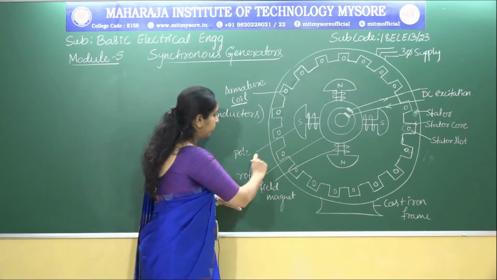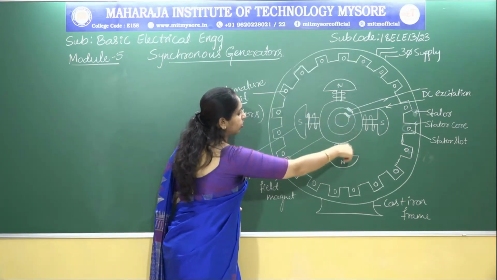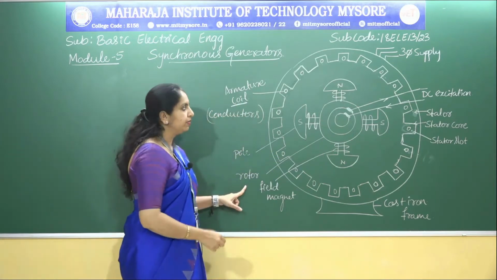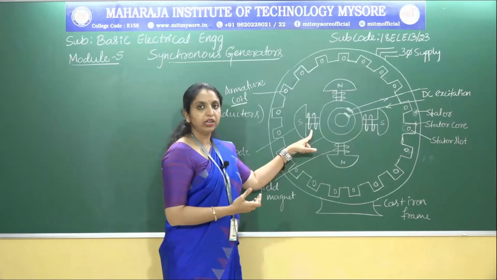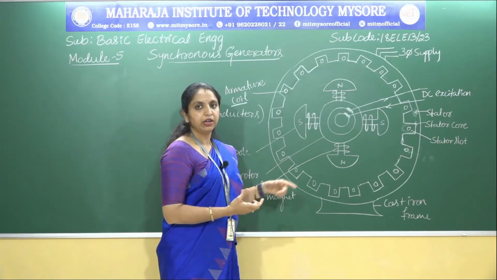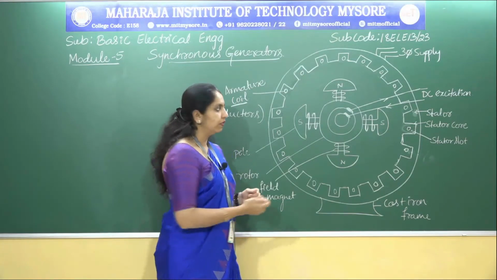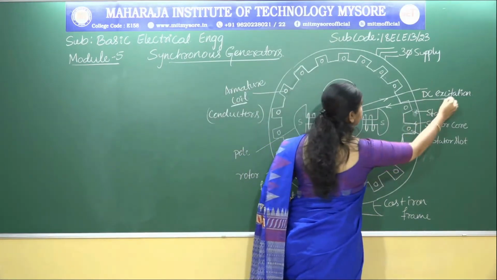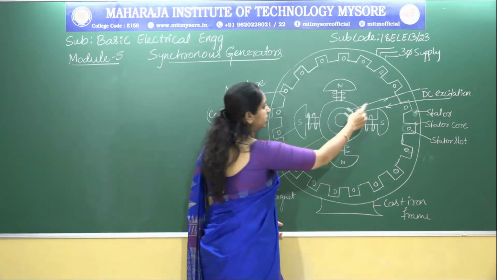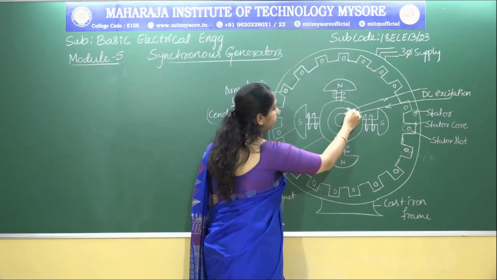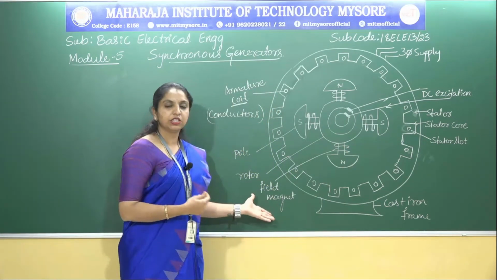This part is the rotor, and these are the poles. The poles are arranged, that is, north and south poles are arranged alternately. How does this winding get excited? This winding is excited by a DC generator called an exciter, and we also call it DC excitation or DC exciter, where it passes the DC through the carbon brushes to the field winding. These are the constructional details.